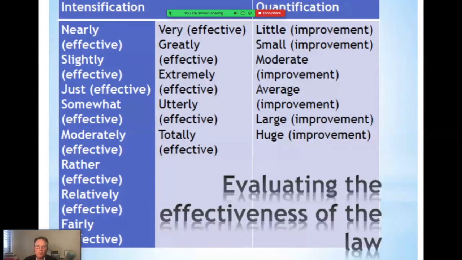Remember, when we're achieving justice, justice is not normally achieved totally or totally ineffective. We normally have shades of grey. So when we're talking about evaluating the effectiveness of the law, we need to be able to have the modal words intensifying or quantifying how effective. So keep in mind, we need to say the word effective and use these grey scales of effectiveness: very effective, greatly, extremely, utterly, totally, moderately, etc.